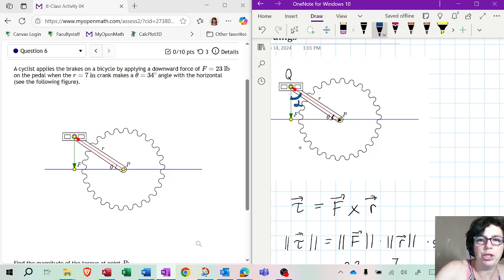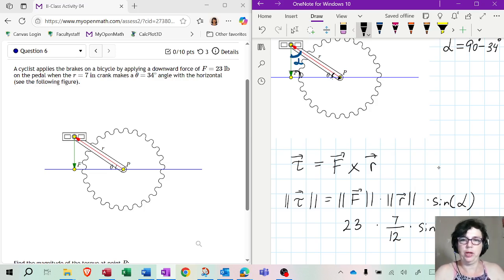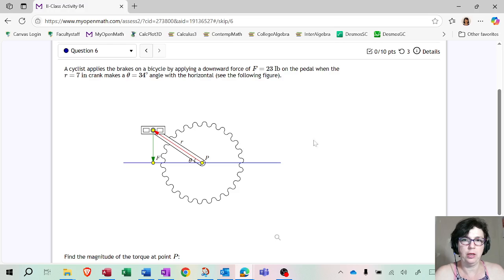So there is a connection between this angle alpha and the angle theta. Because this is a right triangle, the sum of all angles in the right triangle is 180. And because this is a 90-degree angle, the other two have to add up to 90 degrees. So your alpha that you need is really 90 degrees minus whatever angle they gave me, which is 34 degrees. Okay, so this is really not going to be 34, but it's going to be 90 minus 34, which is 56 degrees.